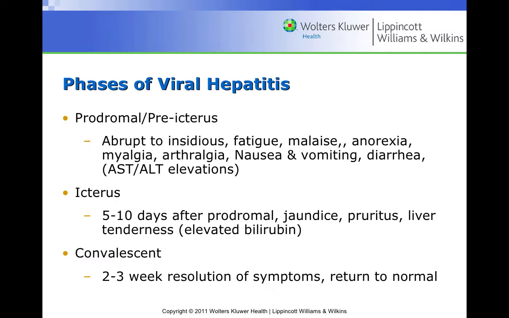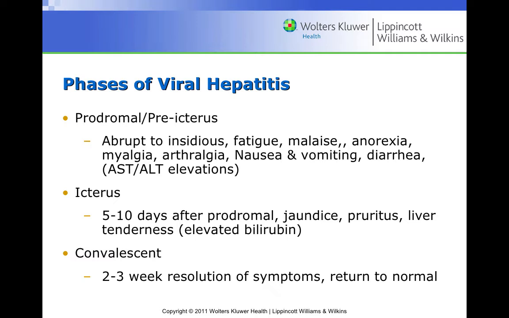Generally, hepatitis A lasts about 9 weeks, whereas hepatitis B lasts about 16 weeks. It goes through a pretty stable stage process. We have the prodromal or pre-icterus phase, where they feel fever, malaise, anorexia, mild aches and pains, nausea and vomiting, and diarrhea, but they do have diagnostically elevated AST and ALT levels.